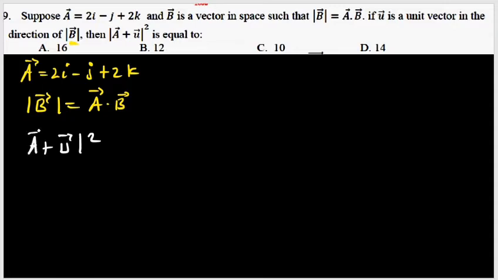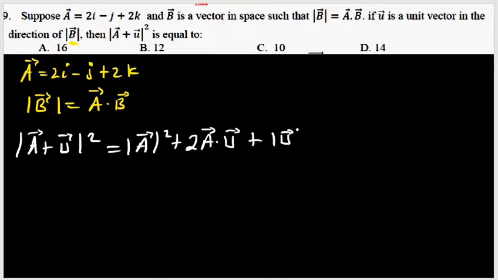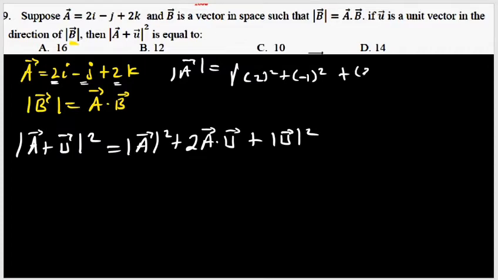Let's write it properly. It is equal to magnitude of A square plus 2 times A dot U plus magnitude of U square. Then let's find magnitude of A. The magnitude of A is the square root of the sum of the squares of each component. The x component is 2, square it, plus the y component is -1, square, plus the coefficient of k, the z component, which is 2 square.